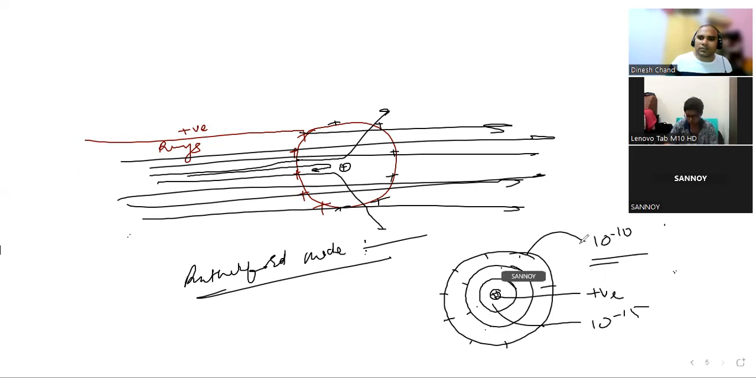What is the unit of this value you wrote? Sir, this should be meter. Okay. Thank you very much. So this is the correct one.